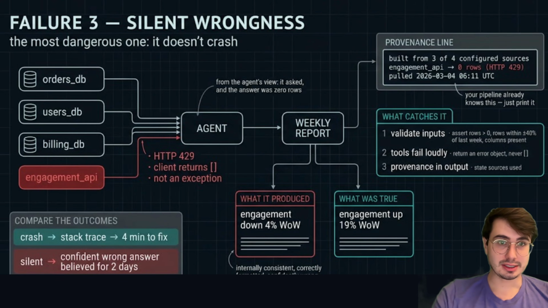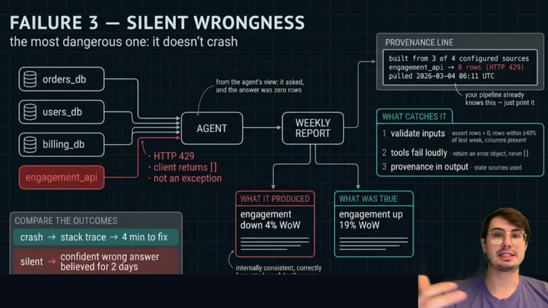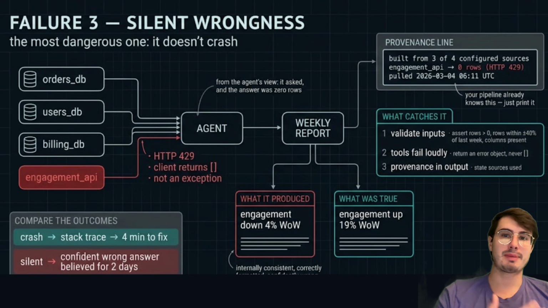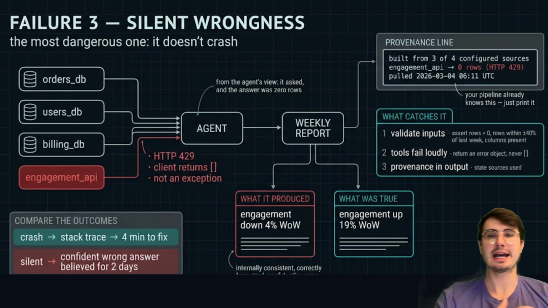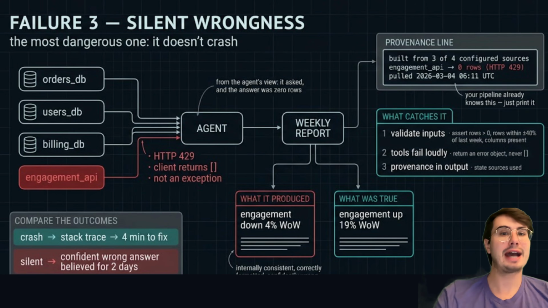But it failed silently. So, the alternative is if that agent had crashed, I would have seen a stack trace, spent 4 minutes on it, added a retry, and moved on. But instead, it produced a confident wrong answer that a human read and half believed for a couple days before you figure out, oh, wait, why are our numbers permanently down? And that's something you really want to think about, right? Because a crash is kind of a good outcome.